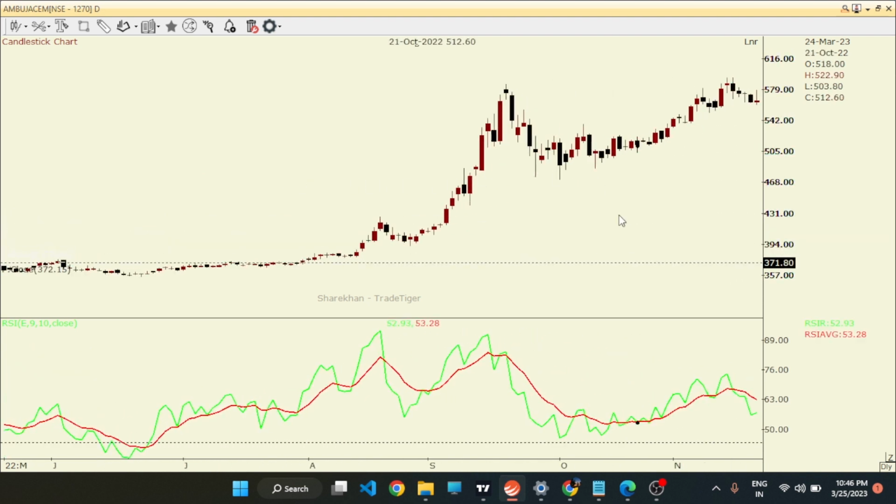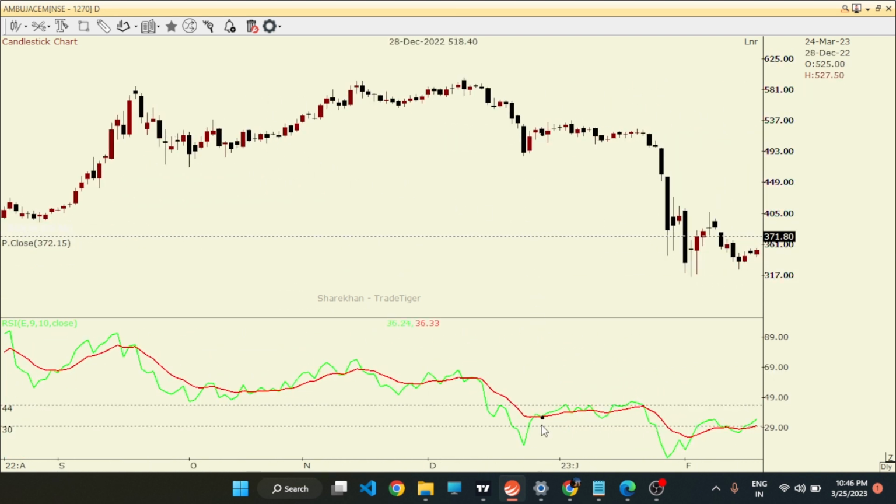And then after that, here you can see it gave an entry on 27th December 2022 at this candle. RSI value was 37 and 36. Candle closing was at 523 and our SL will be 509, almost 13 rupees SL. But in the next 2 days it made a high of 534 and a low of 504. So it hit our SL. This trade we lost.